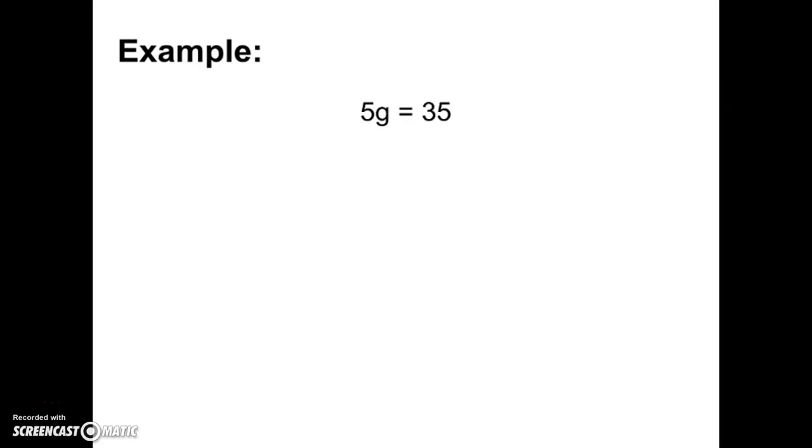Okay, this one is dealing with multiplying. So I have 5 times g. Remember that this 5g is the same whether it's written the way it is in the problem, or if it's written like this, or it could be written as 5 times g. All three of those are exactly the same thing. And we have it written as 5g equals 35.